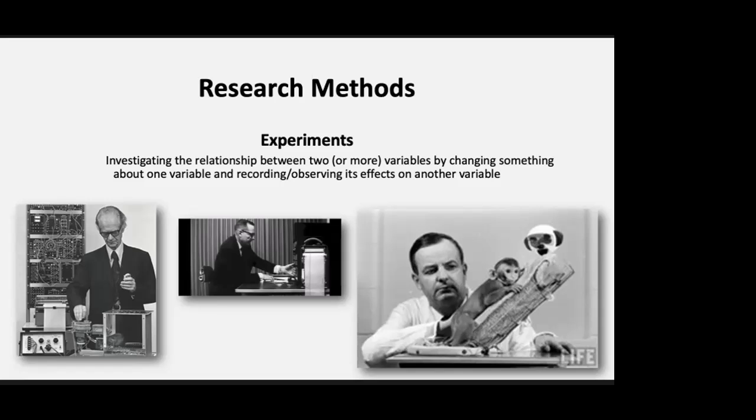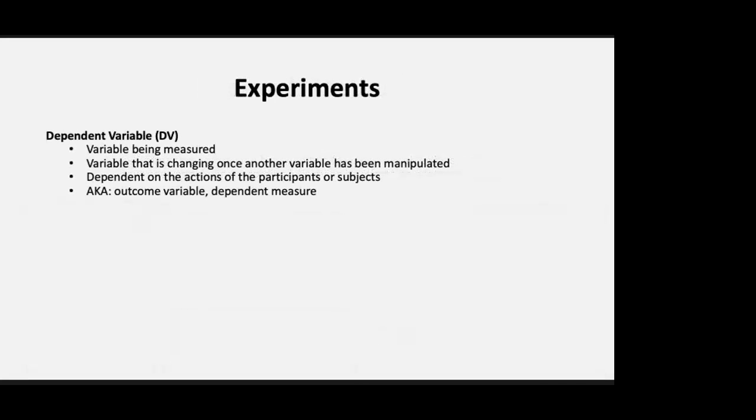Investigating the change of one variable from something you manipulated. Okay, so we're going to talk about these specifically. First, the dependent variable, the DV. This is the variable that's being measured. It's the variable that's changing. It's your outcome, your result. So once you have changed a variable, what is the result on your dependent variable? It's the outcome variable, your dependent measure. It's what happens after you make the change. So this is what we're measuring.